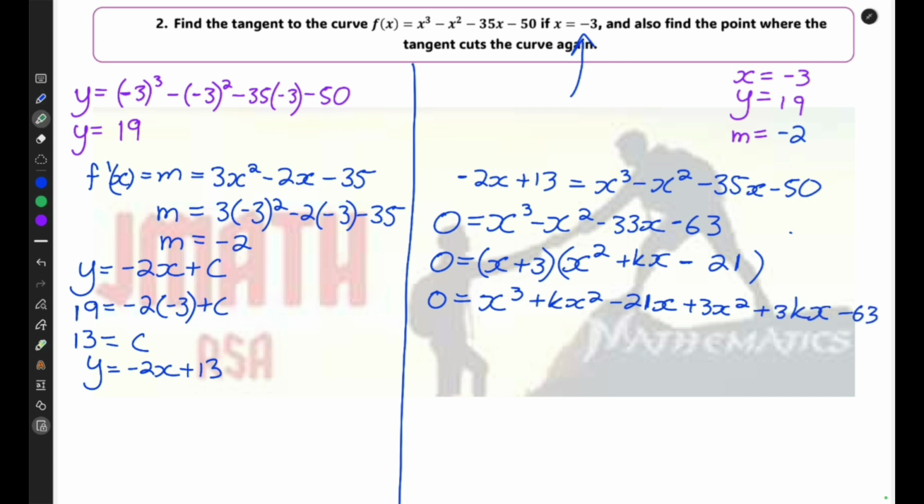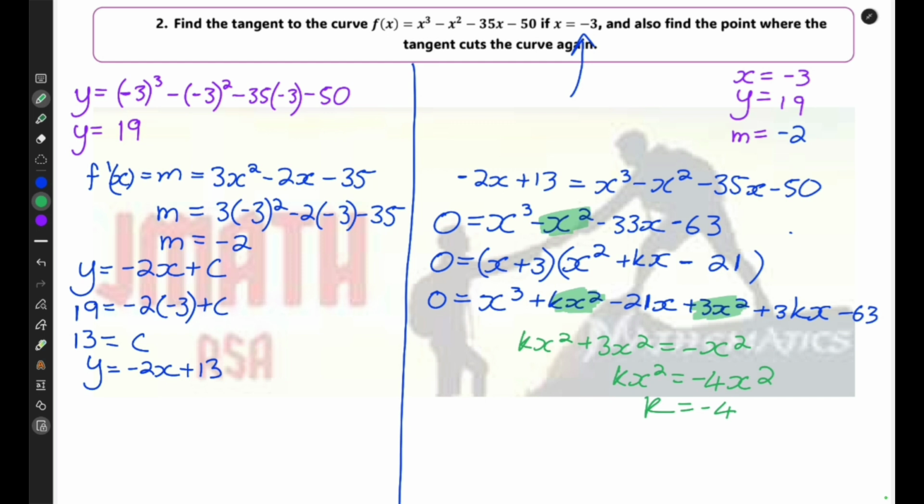Now I can choose if I want to work with x squared or just the normal x's. I'm going to go for x squared in this case, but it's really up to you. And I know the x squareds just need to add up to minus 1. So my formula I'm going to write down is kx squared plus 3x squared must equal minus 1 x squared. Now I can take over the 3x squared, and therefore kx squared is equal to minus 4 x squared, and therefore k is equal to minus 4.